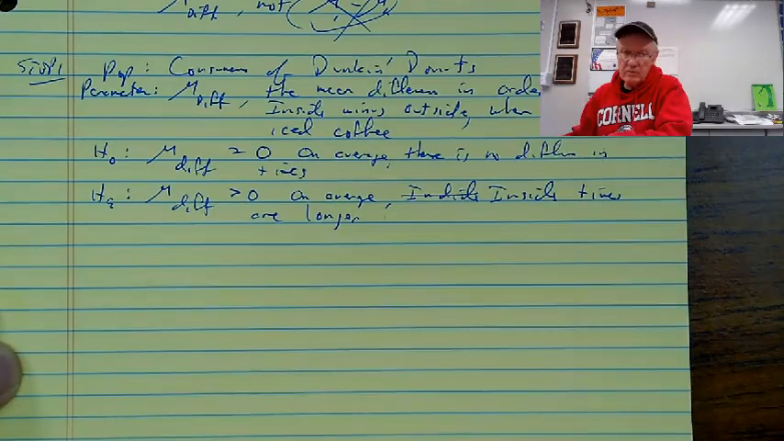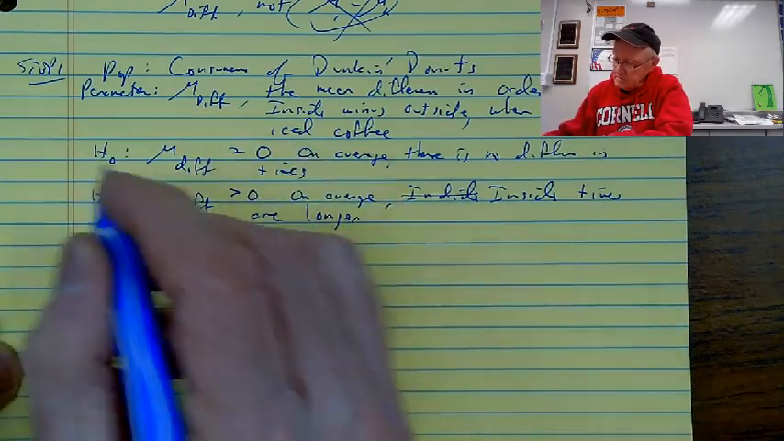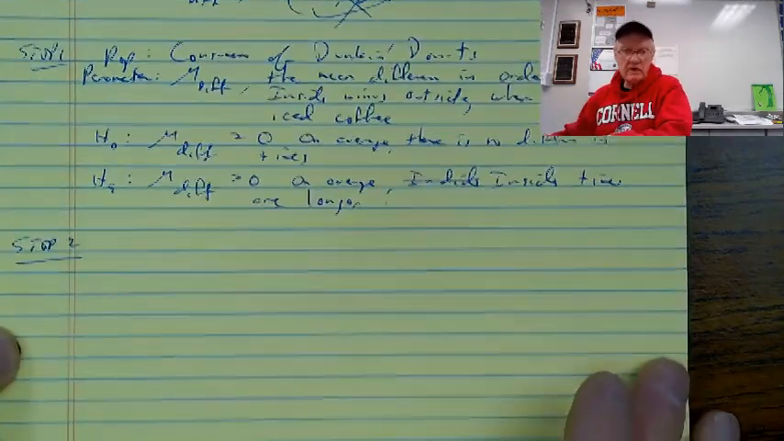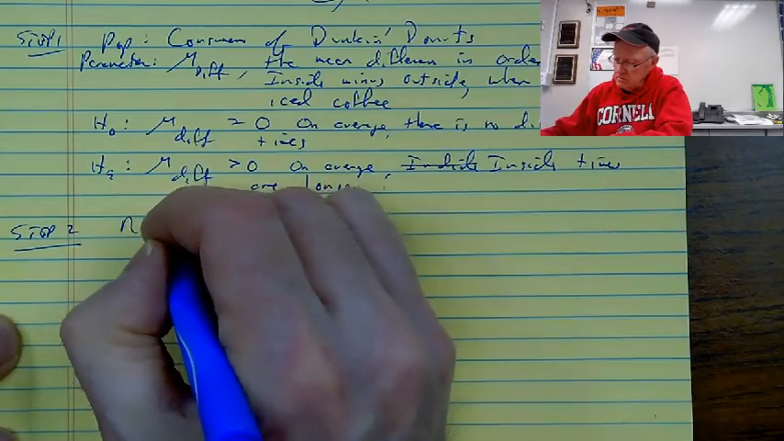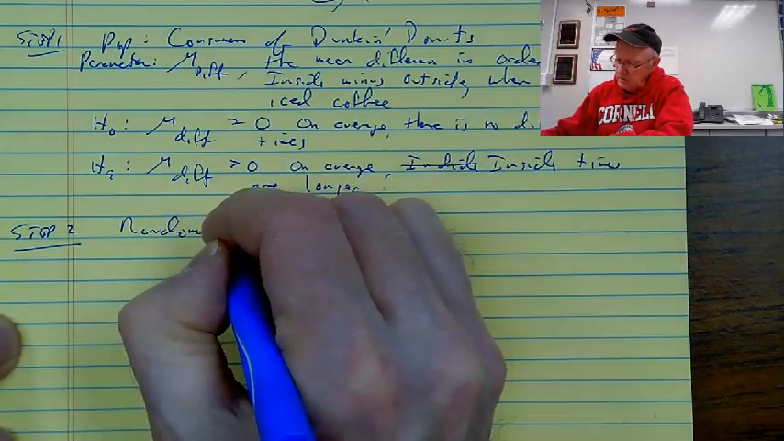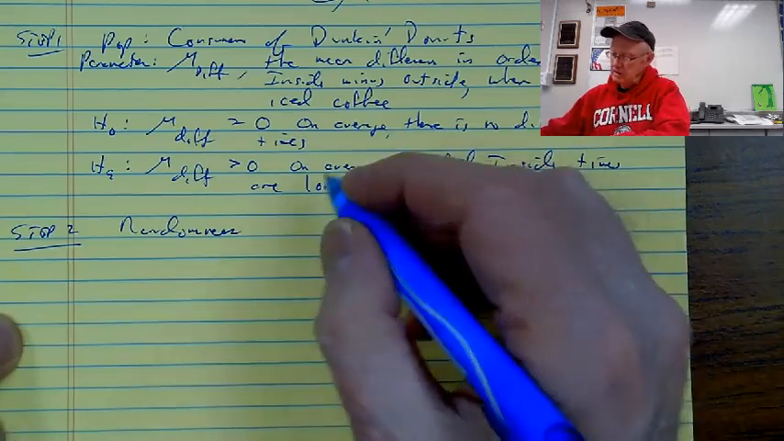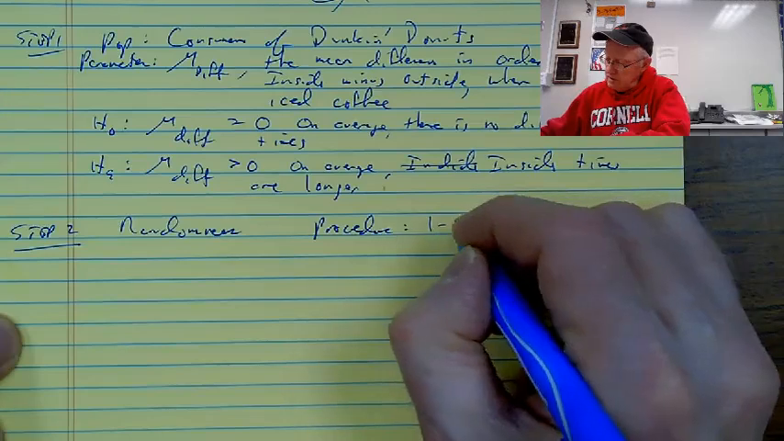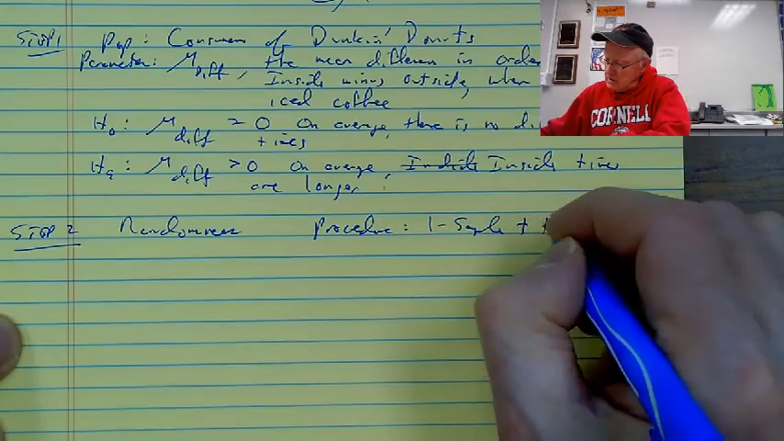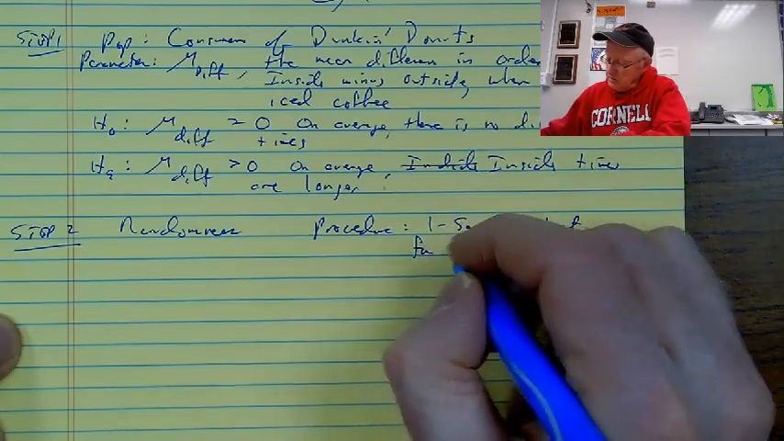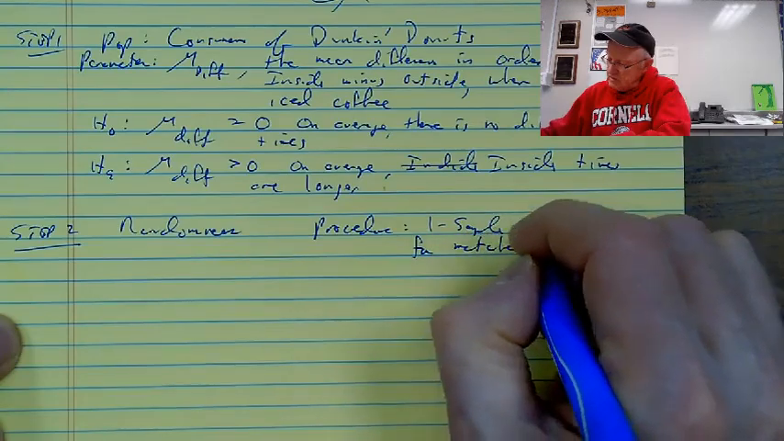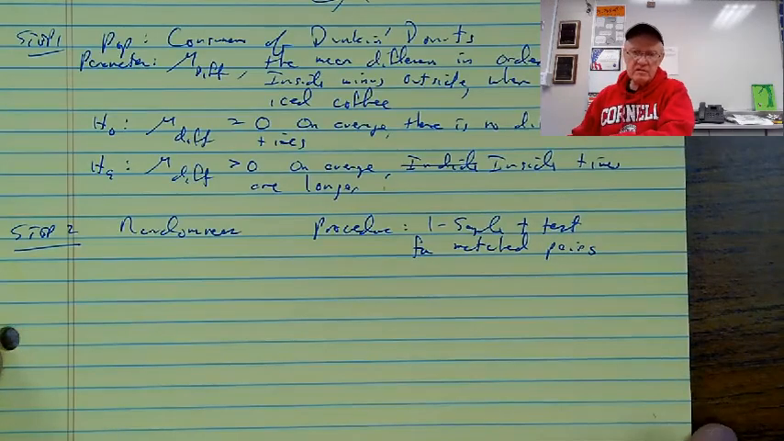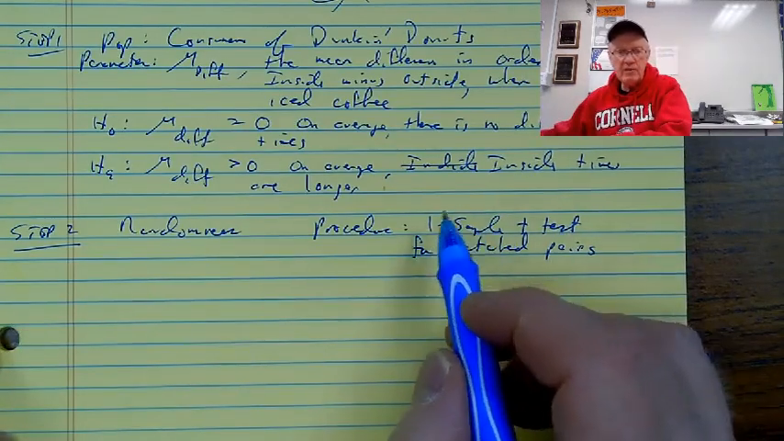Okay, step 2. Our conditions. We have a randomness condition. Oh, wait, let's talk about procedure. I always forget that. Our procedure is going to be a one-sample t-test for matched pairs. Or you could say a paired one-sample t-test. That would also be good.